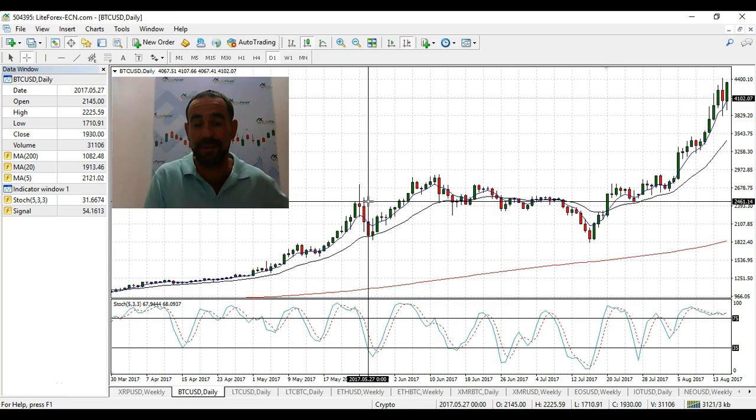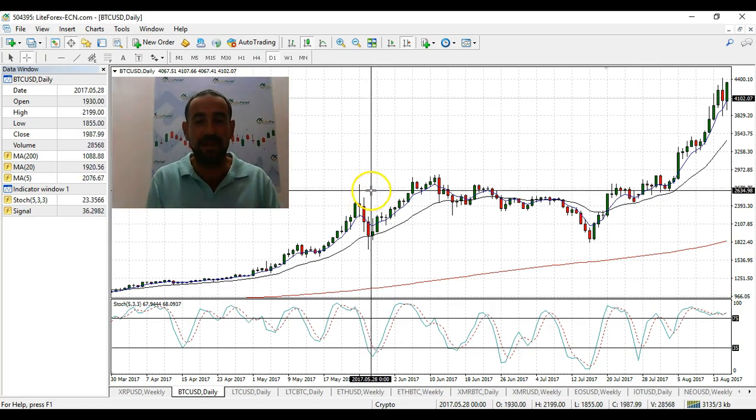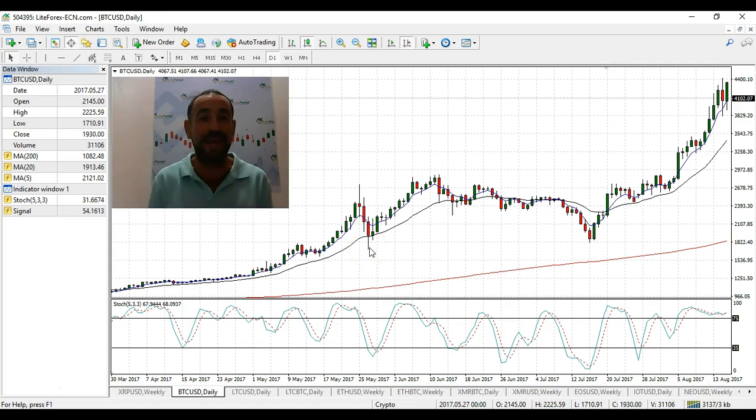Once we have that, all we need to make sure is that the fast moving average, the 5-day moving average, is above the 20. And as you can see, it is. Fast is 21.21, the 20 is 19.13, so definitely above, and the 20 is also above the 200. The 200 is at 10.82. So this is exactly what we call an ideal condition, where we get that green light at that point.